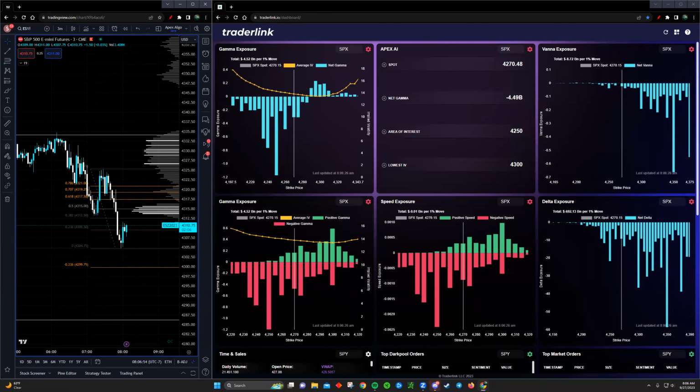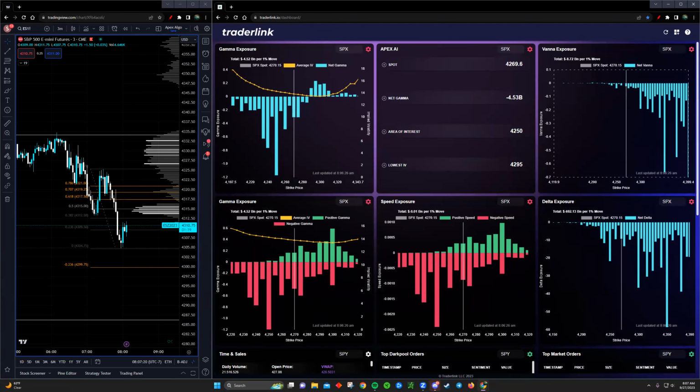All right, going over the data, right? Let's just take a look into it. We have negative exposure under spot price. Asset falls, support for the asset. So delta increases, meaning market makers will have to buy the hedge. So 4250 will act as a support.